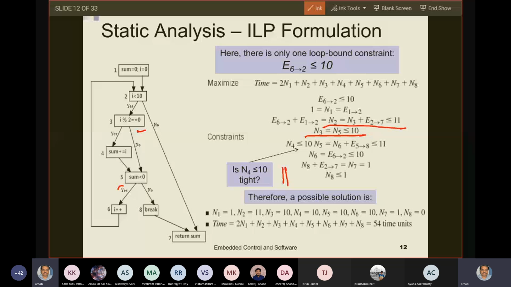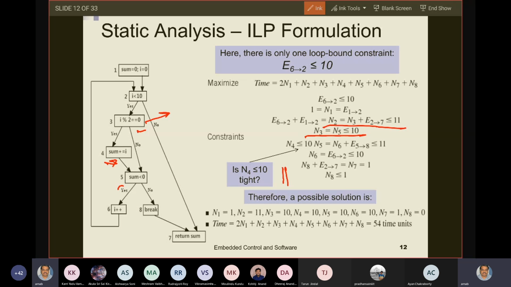For example, if we go into this basic block 3, we see that whenever i % 2 equals 0, we get into basic block 4. From that, we can understand that basic block 4 can execute not 10 times, but at most 5 times, because whenever i is even, only then you get into basic block 4. Otherwise, you do not go into basic block 4. Because the time is given by the summation of these numbers, when we have n4 less than or equal to 5, you get a tighter bound than if you say that n4 is less than or equal to 10. Right? This is what I had to say.